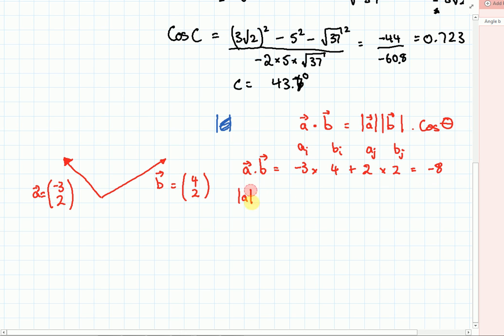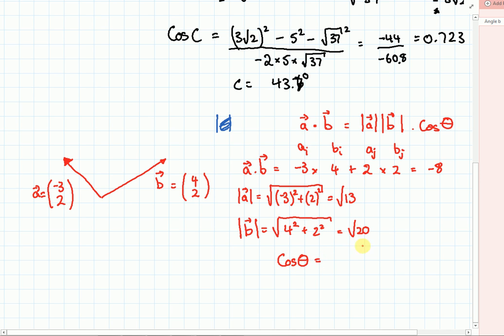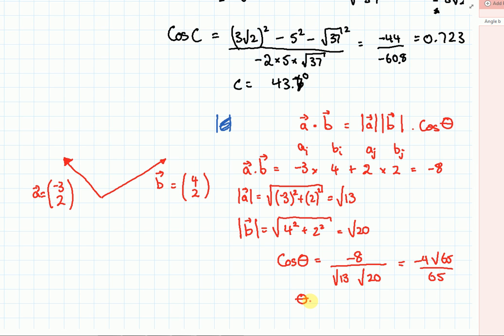If I calculate the size of A, it is the square root of 9 plus 4, so the square root of 13, and the size of vector B is the square root of 16 plus 4, the square root of 20. We can rearrange this equation to find the angle between them. Cos of theta is minus 8 divided by the square root of 13 times the square root of 20. And so the angle is shift cos of that answer, which is 119.7 degrees.